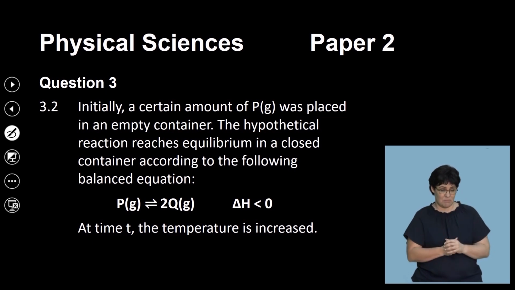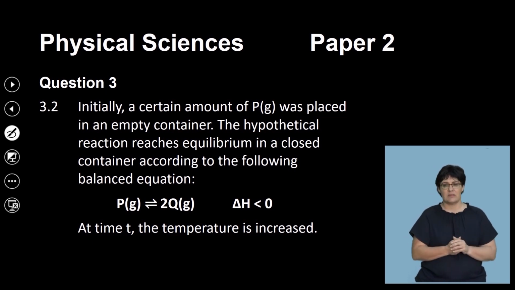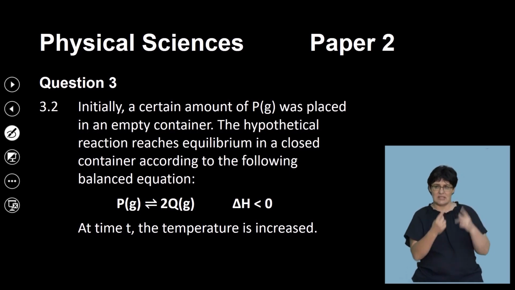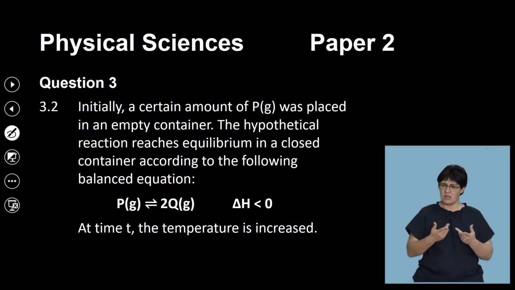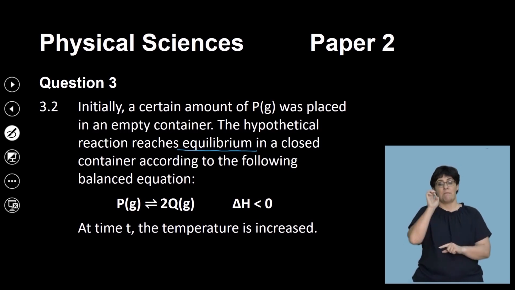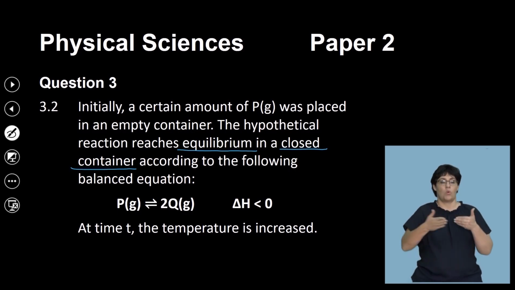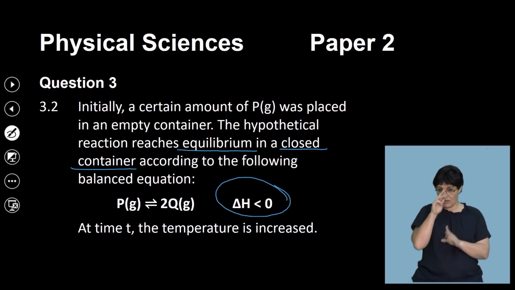And then further on, it's another multiple choice question. It says, initially, a certain amount of gas P was placed in an empty container. There is a hypothetical reaction which reaches equilibrium. So that's the main thing. And this equilibrium can only be achieved in a closed system, okay? This is the balanced equation, okay? And again, we need to pay attention to that, okay?